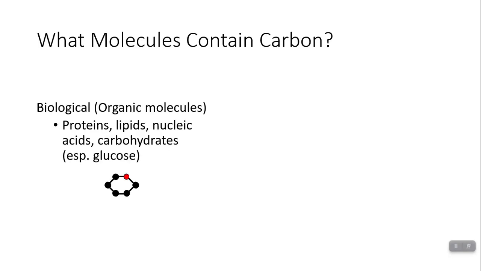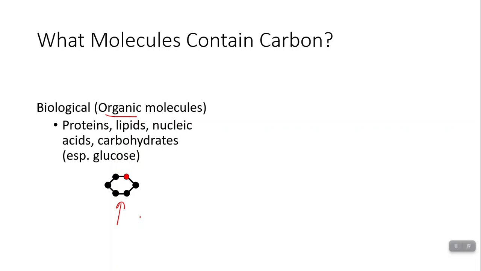So first, let's start with what molecules contain carbon. One of the big reservoirs or forms in which carbon is stored is in biological molecules, also sometimes called organic molecules. Anytime you see something that says organic, it's referring to living organisms or things found in living organisms. These are things like proteins, lipids, nucleic acids, and carbohydrates, and most especially glucose, which is the sugar that's formed from photosynthesis. It's also the sugar that's broken down during cellular respiration, which is hexagonal shaped or so.